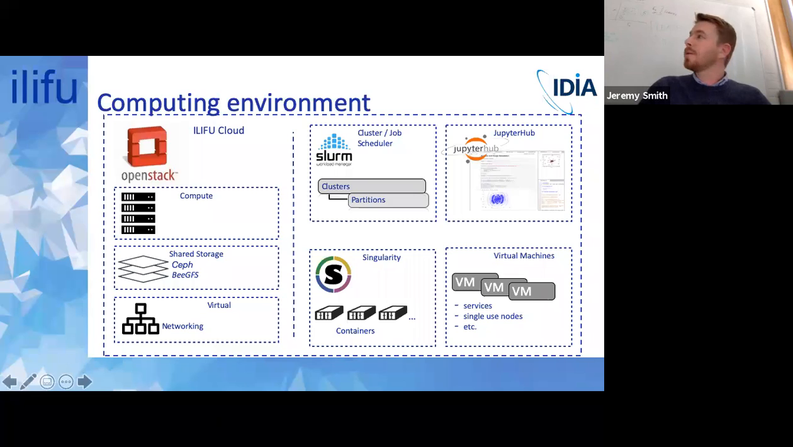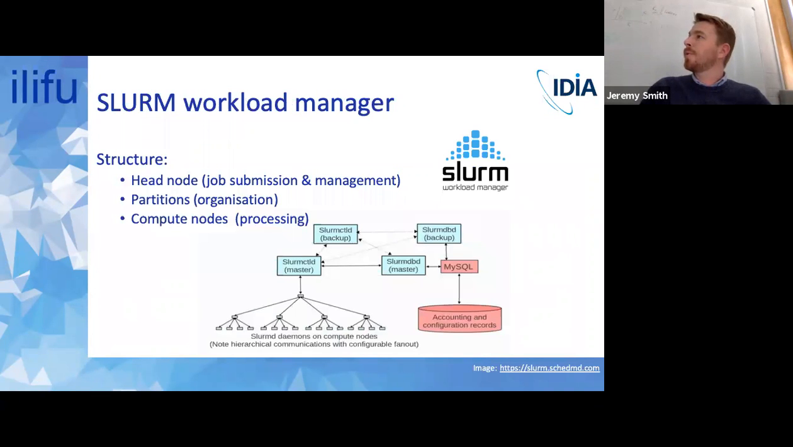That's the structure. So just a brief overview of the SLURM structure. The SLURM Work Manager is what controls and manages jobs on the cluster. You have a head node, which is what you log into when you SSH into the SLURM cluster, and this is where jobs are submitted from. And then from the SLURM cluster, it's broken down into different partitions and compute nodes.